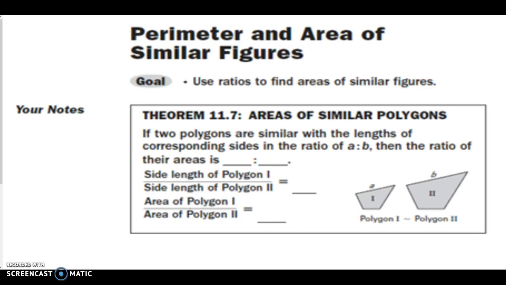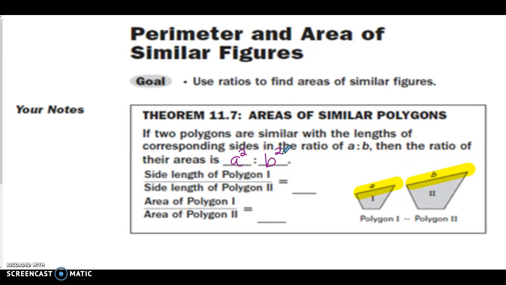A similar polygon has congruent angles and proportional side lengths. So if we have 2 polygons that are similar, what are their sides? Not congruent. They're proportional. So if they're in an A to B ratio, then their areas are in a ratio of A squared to B squared.